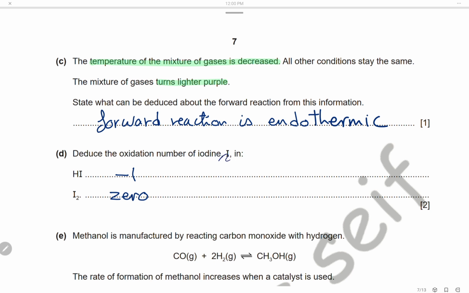Deduce the oxidation number of iodine in hydrogen iodide. Of course, in hydrogen iodide, hydrogen has a plus sign, so the iodide ion has 1 negative charge. So the oxidation number of iodine will be -1. And for the oxidation number in the iodine molecule, all molecules are neutral. Molecules have no charge, so the oxidation number here will be 0.